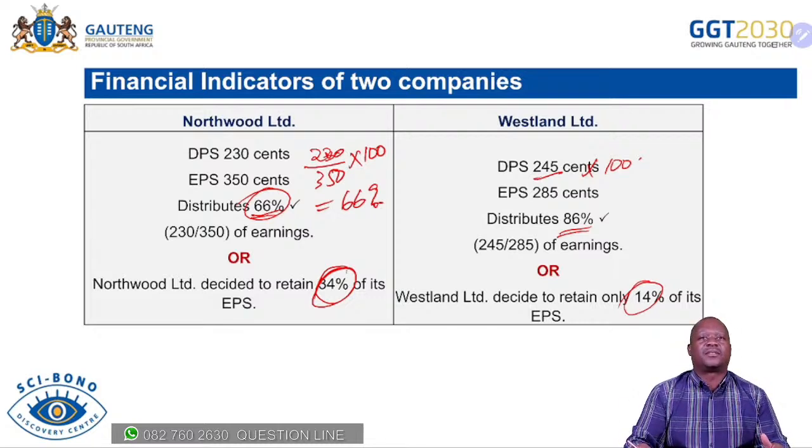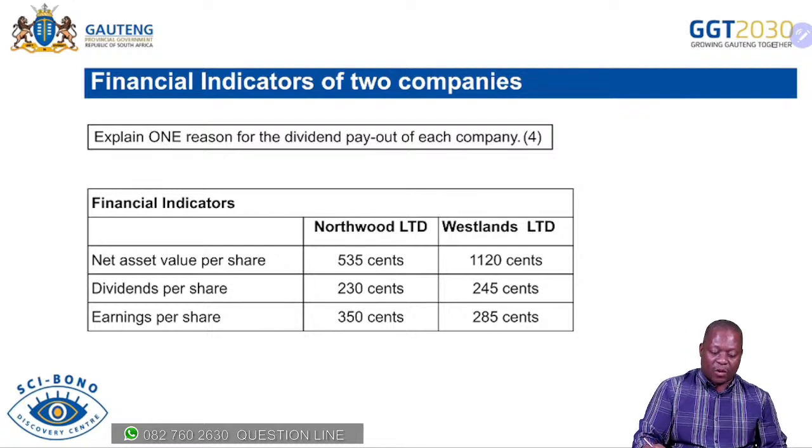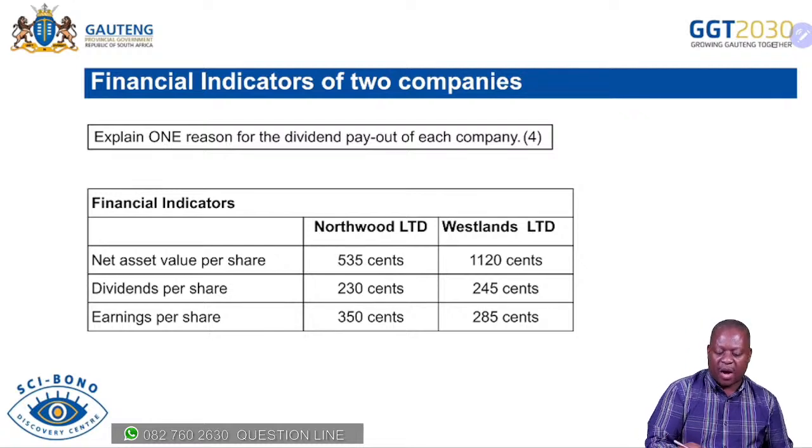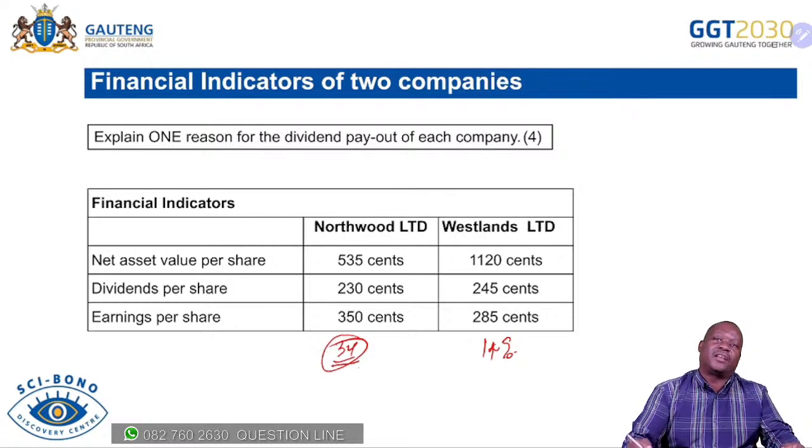So it depends on what the directors of the company wish to communicate or imply to the shareholders. Now, we go to the last part. It says, explain one reason for the dividend payout of each company. Starting with Northwood, remember what we said. They are retaining about 34% and they are giving away 66%. These ones, they are retaining 14%. They are giving 86%. So why is this one retaining more? I think I've said it.